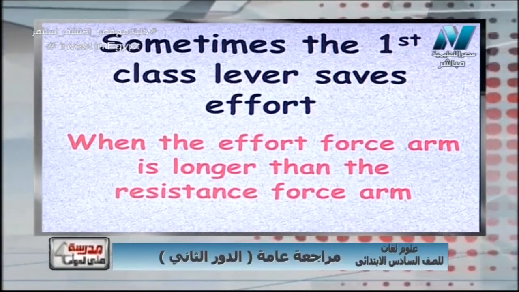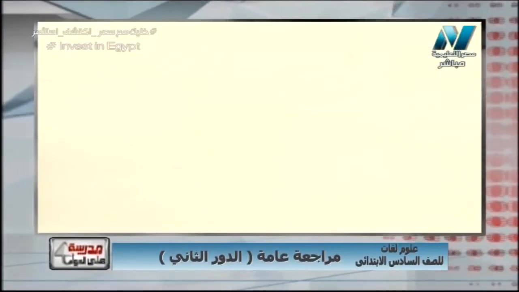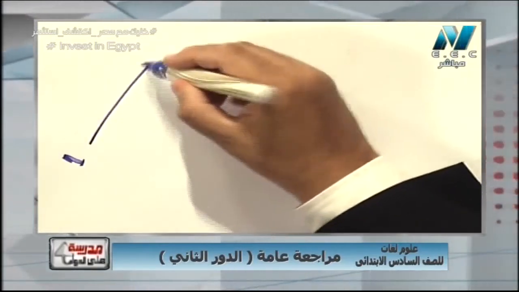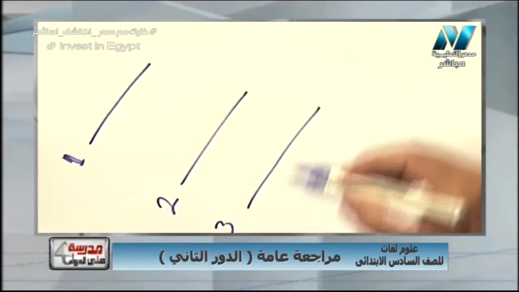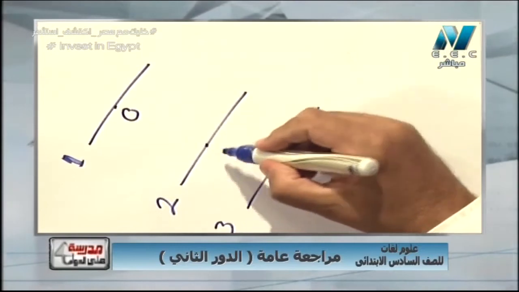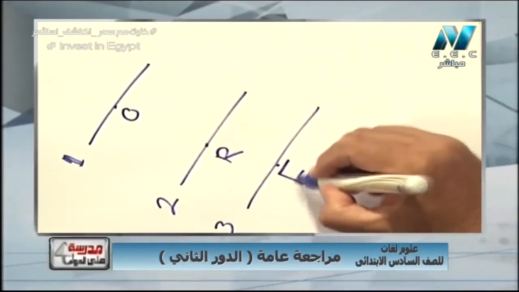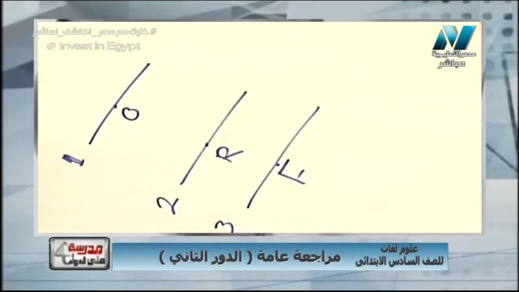طب نرسم مع بعض كده simple drawing لل three types of lever عشان نشوف ليه دايما الـ second class lever أحسن نوع. هرسم first class lever, second class lever, third class lever. Okay. هتخيل هنا ان اللي في النص هنا fulcrum، O R F زي ما اتفقنا من شوية. طب effort force arm نرسمه باللون الأحمر مثلا.